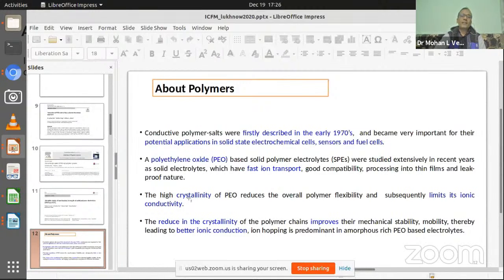This is a polymer which is abundant in use. It is a highly crystalline polymer, so because of its crystallinity, its initial ionic conductivity is very limited, in the order of 10^-9, 10^-10. When we reduce its crystallinity experimentally, the polymer chain mobility improves and its conductivity is enhanced. To reduce this crystallinity, we add some salts or inert materials. Its mechanical stability and mobility also increase after adding salts and inert nanomaterials.